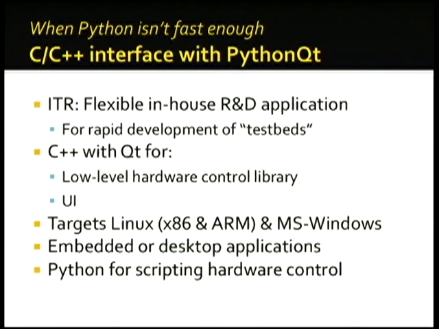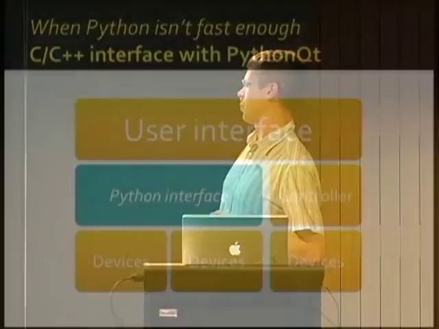So we used it for an in-house application for rapidly developing testbeds, prototyping, especially for biomedical work. And the C++ did all of the low-level hardware control and also the UI, just because it was easy to do in Qt. And it worked across platforms, both Windows and Linux, and across different hardware. And Python was the scripting interface and basically was the glue on top of the hardware. So you could talk to the UI, you could talk to the hardware, and create really complex workflows to communicate with the user. That gives you a little nutshell.